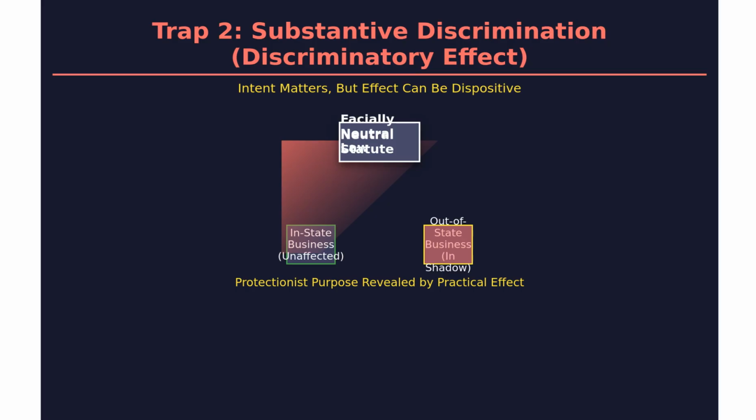secondary. If a facially neutral statute disproportionately harms or excludes interstate commerce simply to benefit in-state actors, it is deemed substantively discriminatory and will face strict scrutiny, just like a law written with explicit bias. This is where the shadow of protectionism falls.